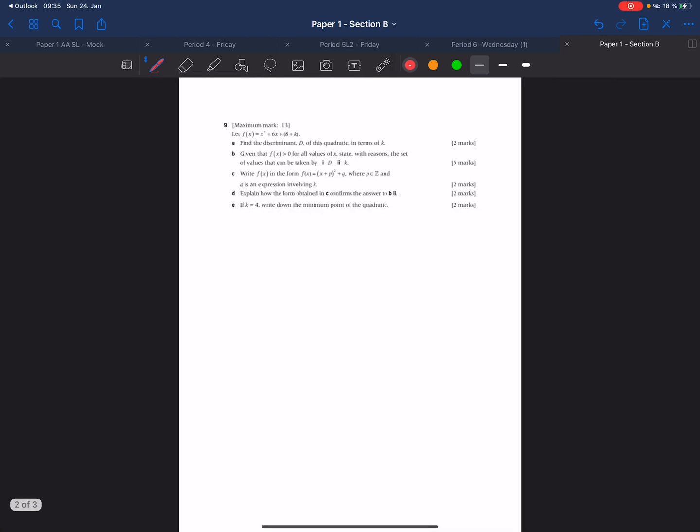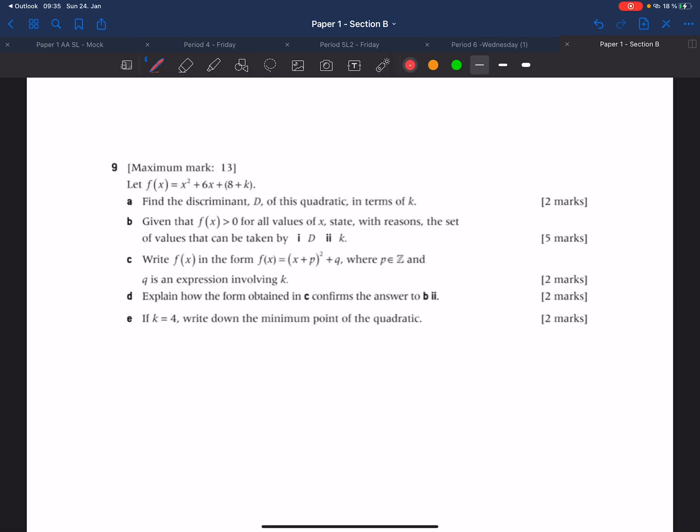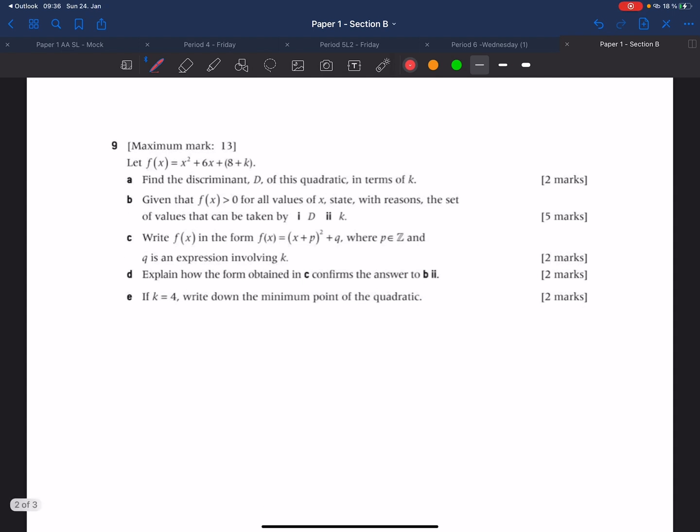Right, next question. So this question is a quadratics question, so it takes us right back to one of the first topics that we covered together. I think this is a nice one because it tells you that it wants you to use the discriminant. We know there's lots of kind of harsh questions out there which don't tell you that you're going to need to use the discriminant. So the first thing it says is find the discriminant of this quadratic in terms of k.